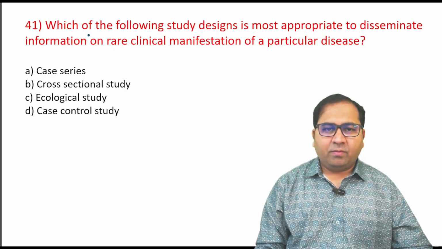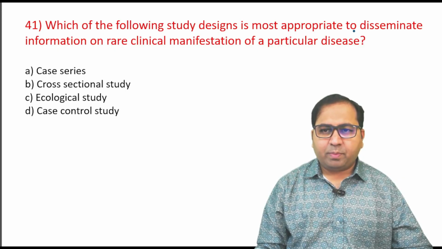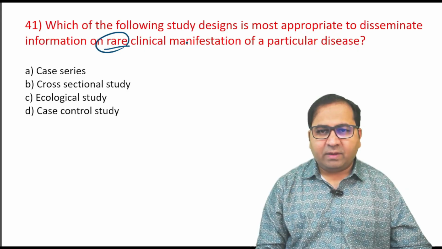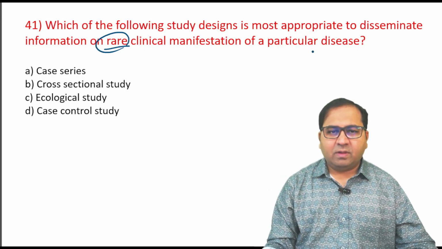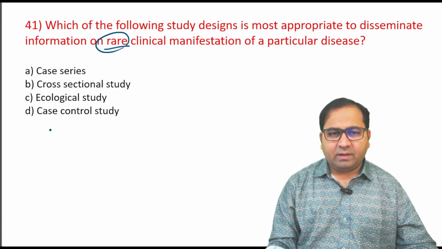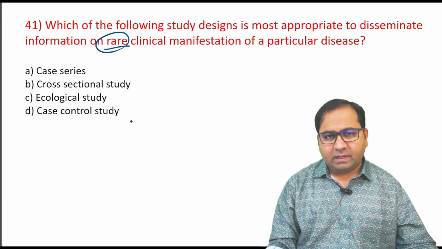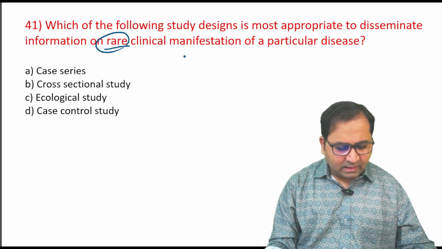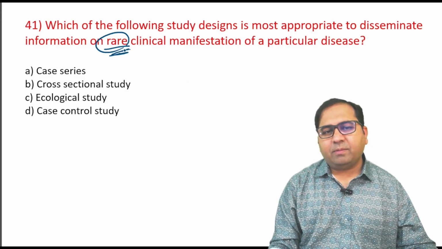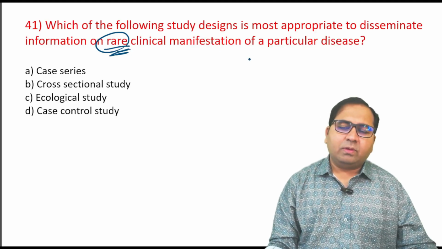Next question. Which of the following study designs is most appropriate to disseminate the information on a rare clinical manifestation of a particular disease? The options are A. Case series, B. Cross-sectional study, C. Ecological study, or D. Case control study. So which of the following study designs is most appropriate to disseminate information on rare clinical manifestation? So the answer for this question is A. Case series.